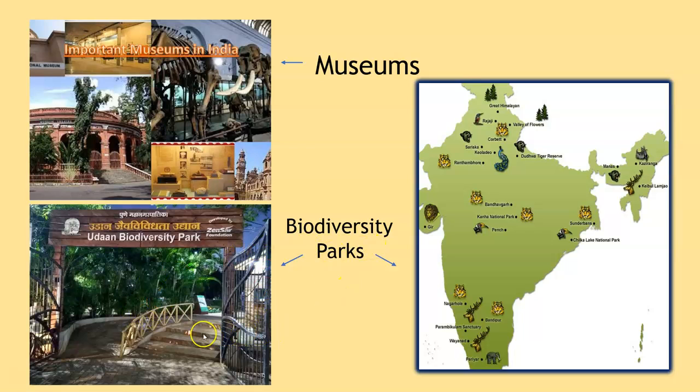Then the next aid is the biodiversity park. Biodiversity parks are actually the zoos and the sanctuaries where the animals are protected and conserved in their natural habitat. Have a look at this map here. It shows us the places in entire India where you can find these different animals, and they are preserved in their natural habitat, so that they are conserved and you can study them as well as protect them. So this is a step for them to be protected in their natural environment.